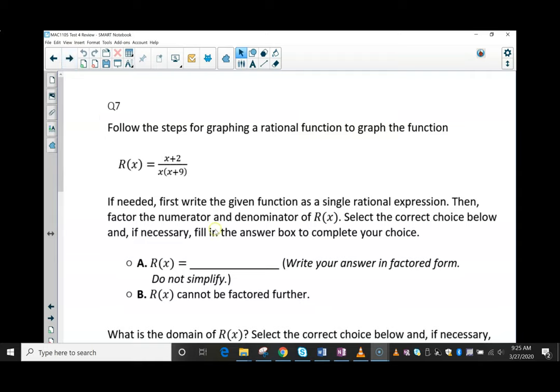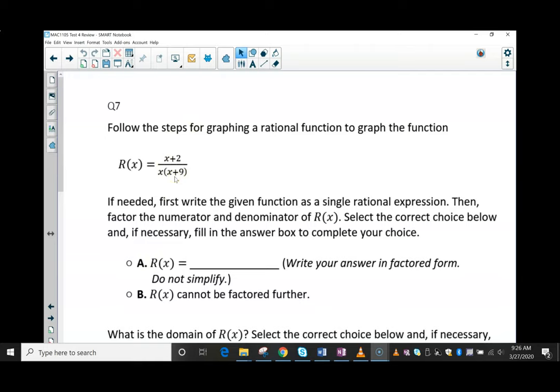So the first thing it talks to us about, it says we need to write the given function as a single rational expression. So down here, my answer needs to be in factored form, okay? So in order to write it as a single rational expression, it says factor the numerator and denominator, and what it wants you to do is any reducing, or actually right now, do not reduce. So the answer is actually right there. It already gives us the answer. It is already factored up here, okay? And this is what it wants for part A. So part A just wanted to take this and factor it. Good news is, it's already done.